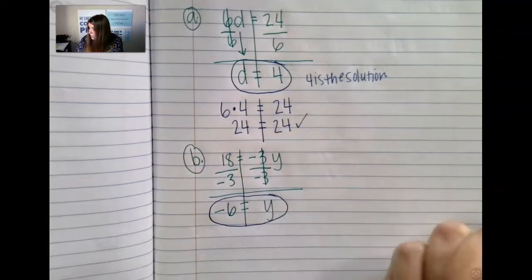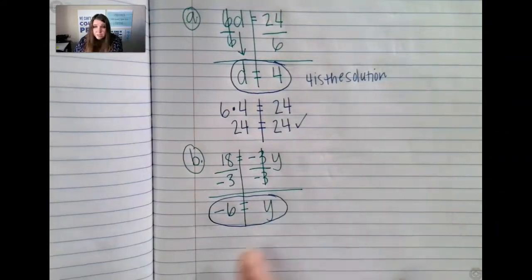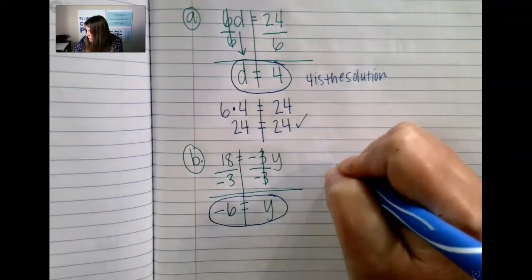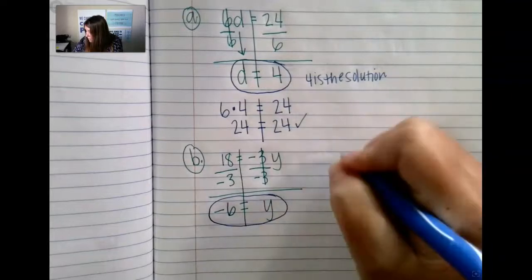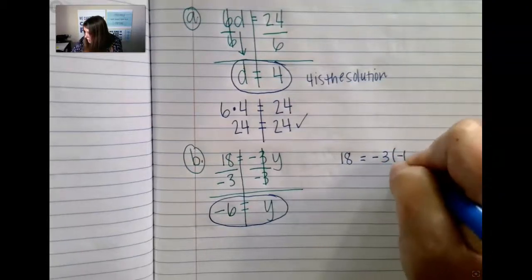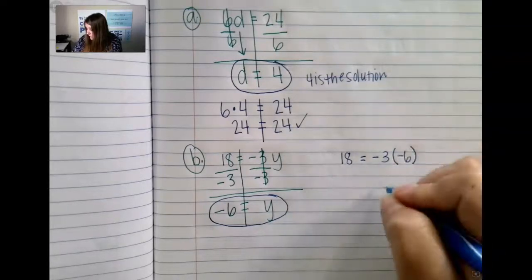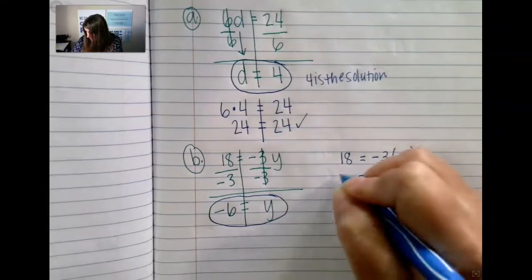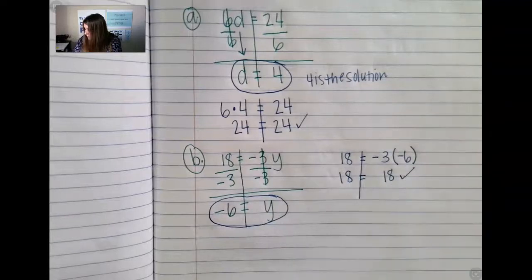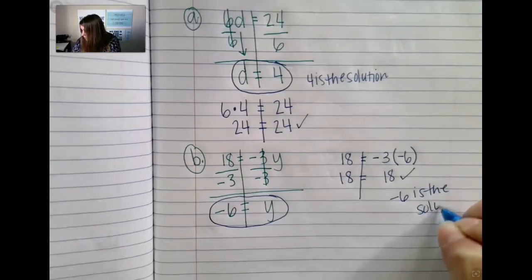And to check our solution, I'm going to put it over here so that we have room to do some try-its down here. So we're going to say that negative 6 goes in for y, so I'm just going to reset this up as 18 equals negative 3 times negative 6. Well, I know that negative 3 times negative 6, negative times negative is a positive, and so I get 18 is equal to 18. So it checks out, and negative 6 is the solution.